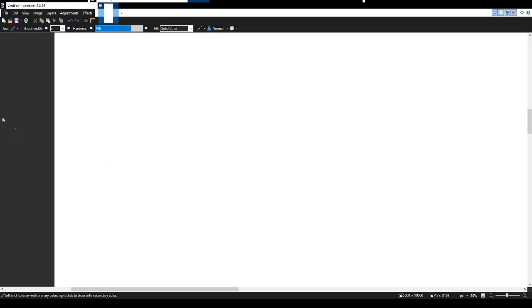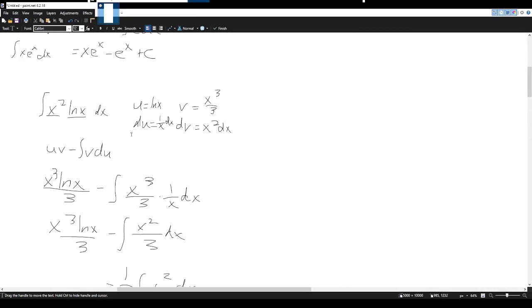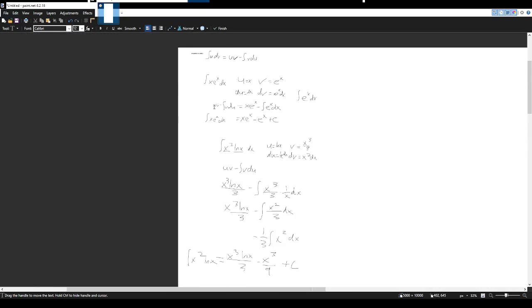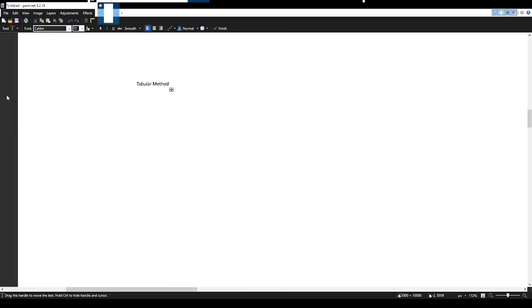So this is called the tabular method. I think my writing gets bigger as it goes. It starts smaller, it gets gradually bigger. It's whatever though. All right, so this is the tabular method.